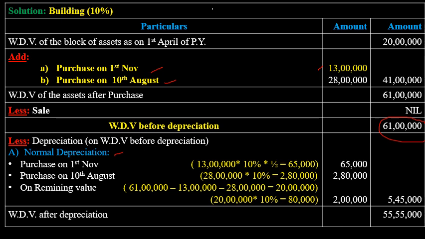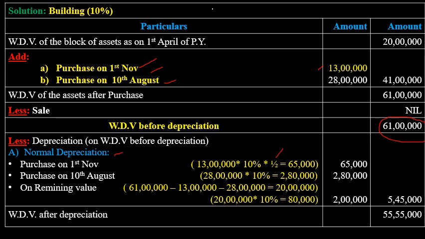So first, the purchase on 1st November, 13 lakh, at 10% rate of depreciation. How? Because it was used less than 180 days. It was purchased on 1st November, so from then to 31st March it was used for less than 180 days. So therefore the rate of depreciation is half. 10% is the rate of depreciation, into half. 65,000 is the depreciation on the building which was purchased on 1st November.